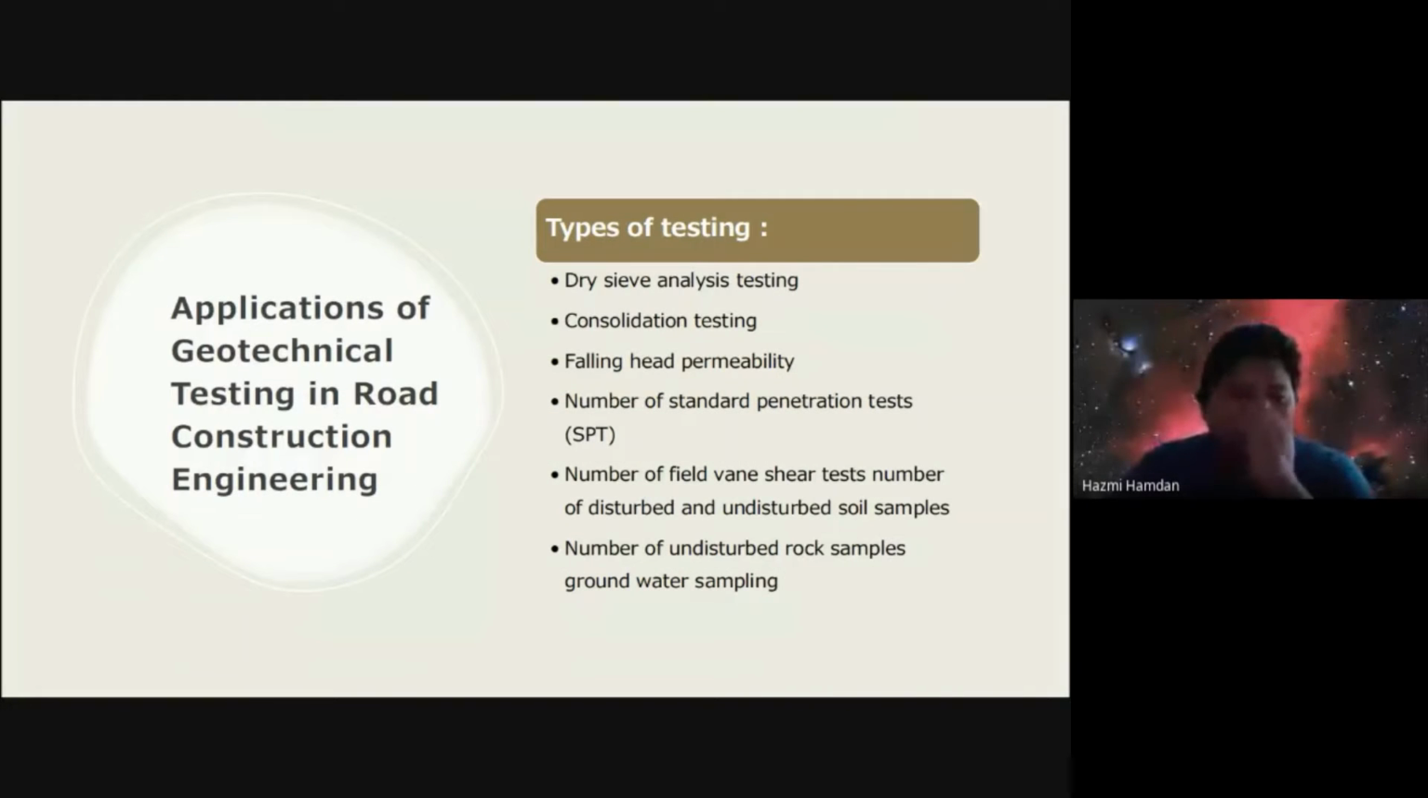Next is the application of geotechnical testing in road construction engineering. There are several types of testing. First, dry sieve analysis testing, consolidation testing, falling head permeability, number of standard penetration tests (SPT), number of field vane shear tests, number of disturbed and undisturbed soil samples, number of undisturbed rock samples, and groundwater sampling. These experiments need to be performed to determine whether the construction site land is suitable for road construction or not.